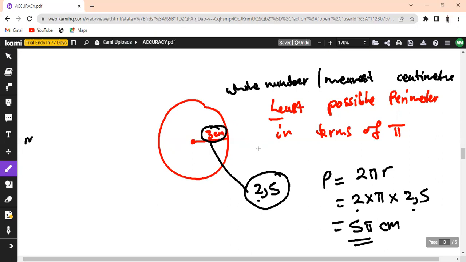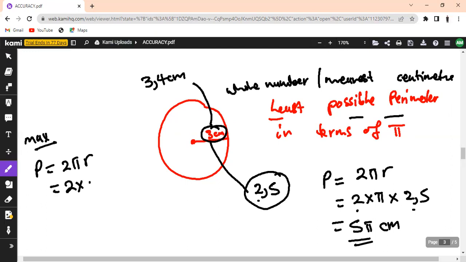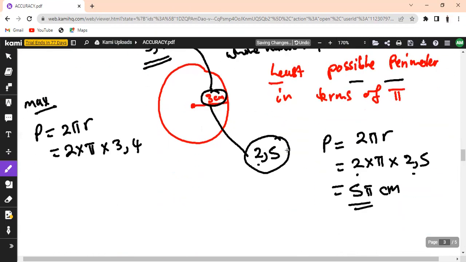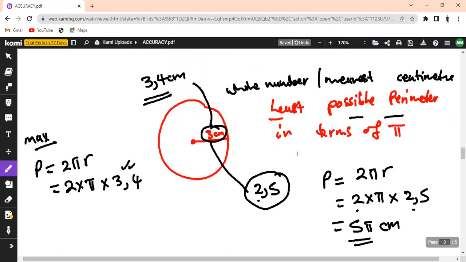If the question was asking you to calculate the maximum possible perimeter, then you're going to use the maximum, and the maximum has to maintain 3. So the maximum value is supposed to be 3,4 centimeters. So perimeter, 2 pi r. So you substitute 2 times pi times the radius, which is the maximum now, which is 3,4, not 3,5. 3,5, you just write it when you are given the limits, like this one that I was indicating here. That's where you write this with a 5. But when you are calculating using maximum value, you take the maximum value as it is. You do not work with that issue.